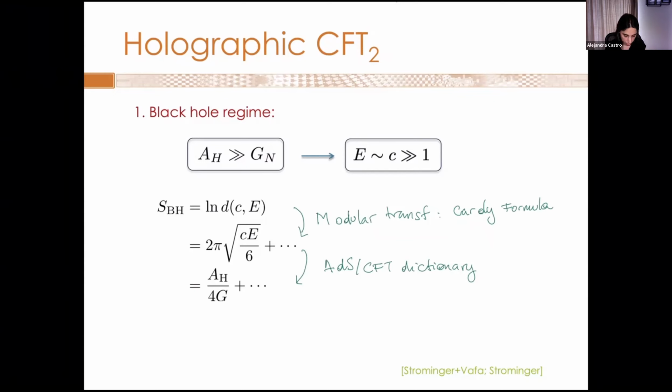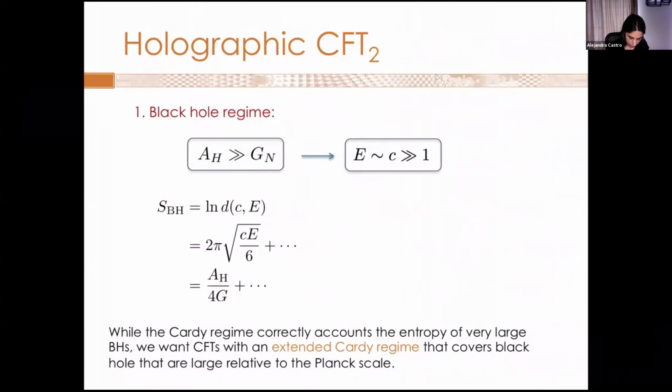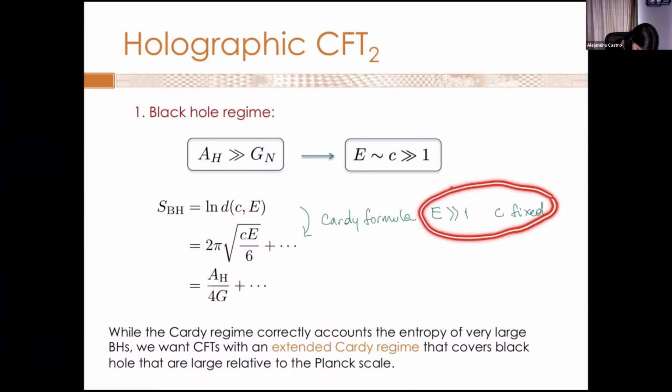But here is where this is not quite enough. So I do want to make a distinction that going from this point to this point, which was given by this Cardy formula, is universal in the CFTs. It seemed like I didn't impose any restriction on the CFT itself, but actually this step only holds for E much bigger than 1, and C fixed. And this is different. So this part over here is different than that condition that I'm imposing there.